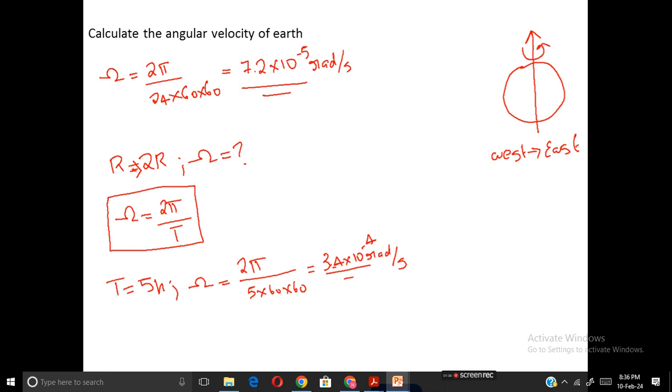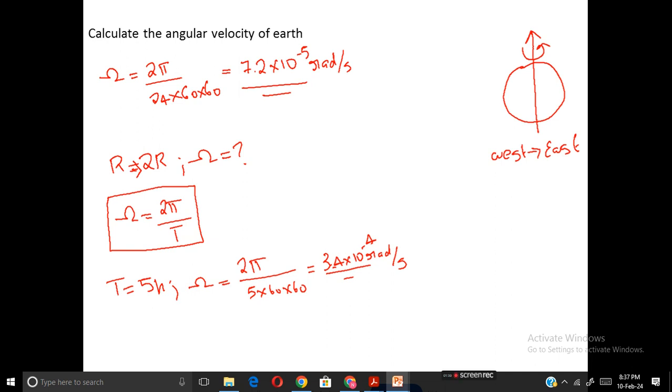You're right. So I was just meaning to tell, if we are considering two objects, maybe they are having different radiuses, but both of them are having the same time period of rotation, then the angular velocity will basically be the same. But the time period of rotation is in turn dependent on the radius of the object.